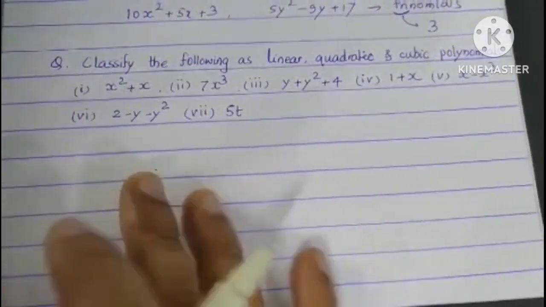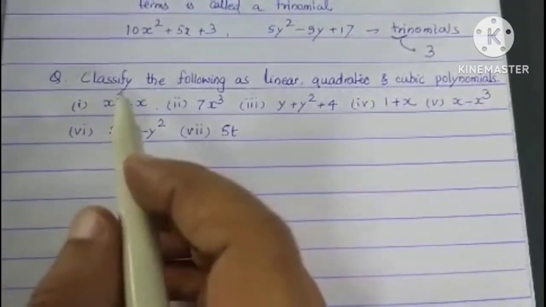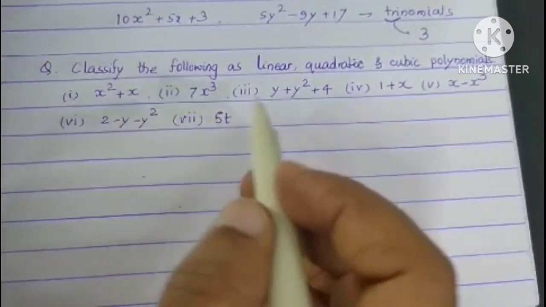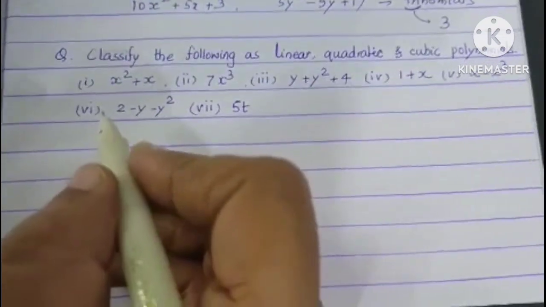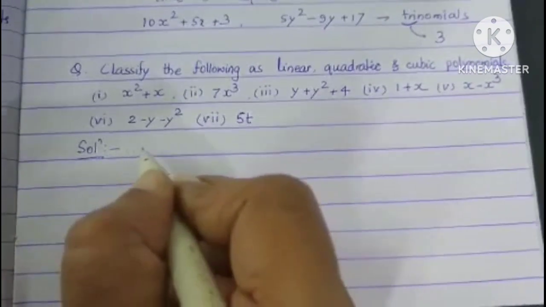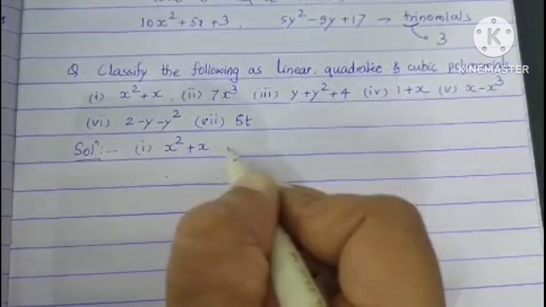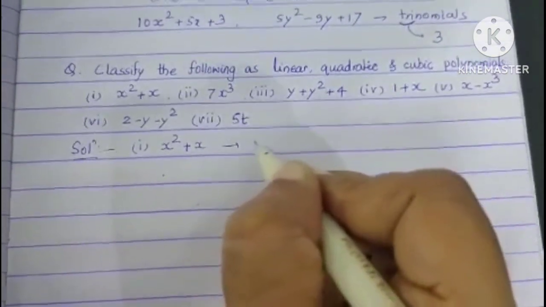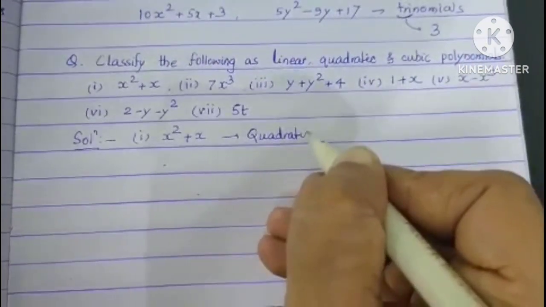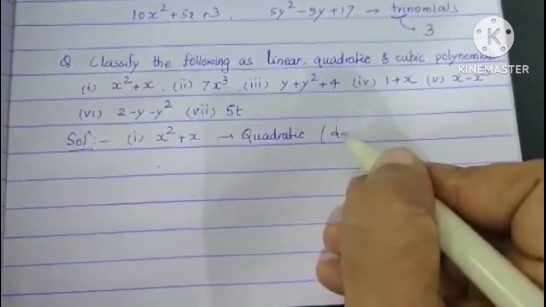Now let us understand all these things with one example. The question is: classify the following as linear, quadratic and cubic polynomials. We have 7 questions, so we will solve it. Let us write the solution. First one is x square plus x. So this will be a quadratic polynomial. Why quadratic? Because the degree is 2.